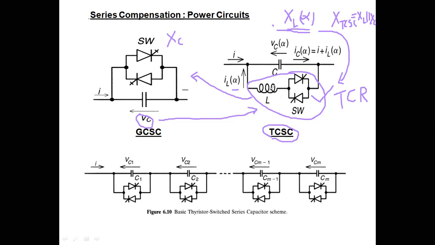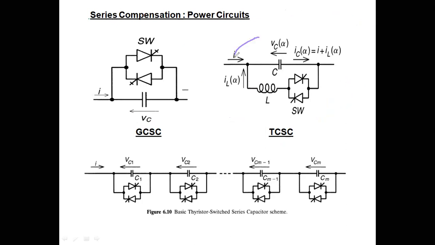So how do we choose XL or XC? Generally, we choose XL greater than XC, because then you can make the overall reactance either capacitive or inductive. This is the advantage of the TCSC over this one or this one.